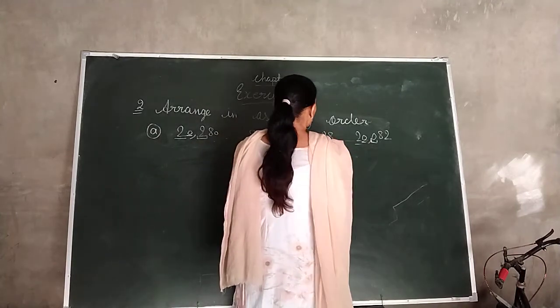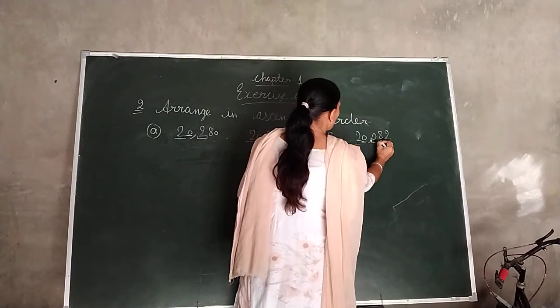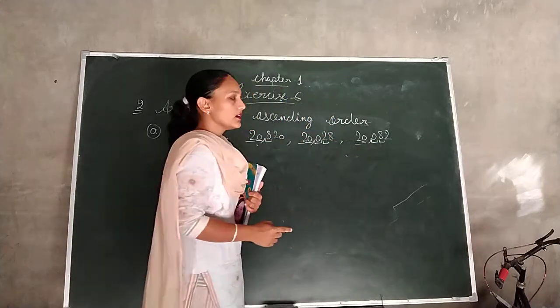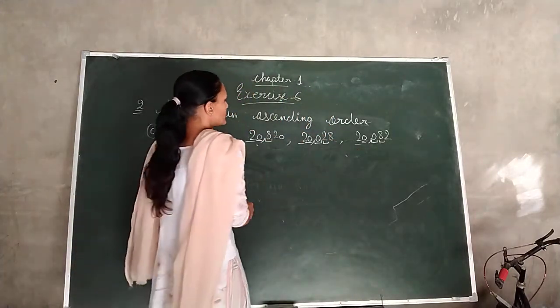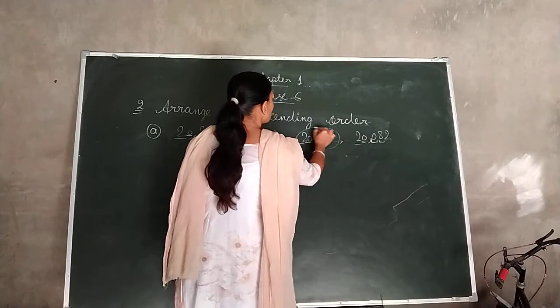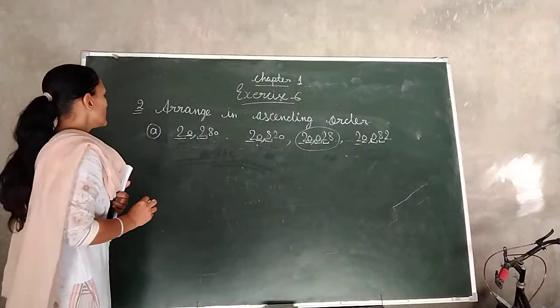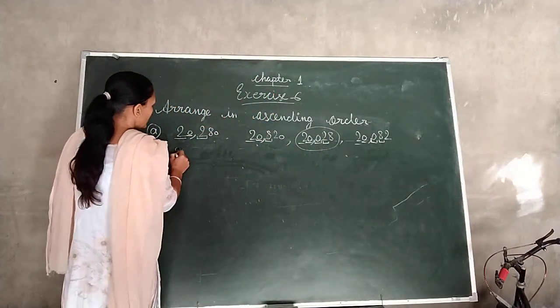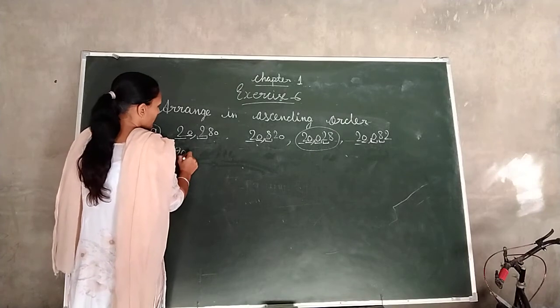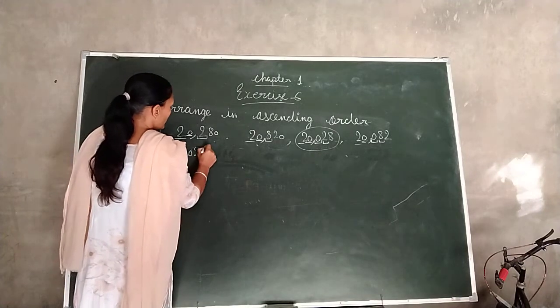So we will compare next tens place. Here we have 2 and here we have 8. 2 is less than 8. So what it means, this number is the smallest number. So we will write this number at the beginning. 20,028.